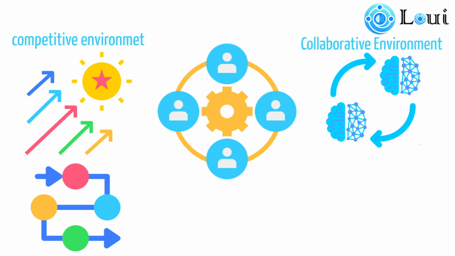On the other hand, a collaborative environment is one in which the agents are working together towards a common goal. For example, a group of friends working together to solve a puzzle. The agents in this scenario are the friends, and the environment includes the puzzle and the rules. The friends must collaborate to make decisions and take actions that will lead to the successful completion of the puzzle.